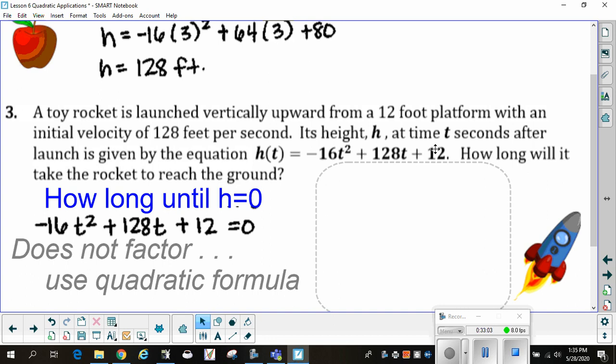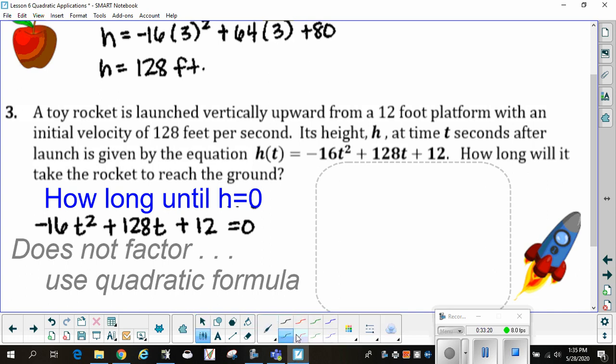You will not be asked to create the equation based on knowing all that, but if you take physics, you're going to learn this equation, and it's just good to know where the numbers came from. They're not just pulled out of the air. Now, how long will it take the rocket to reach the ground?